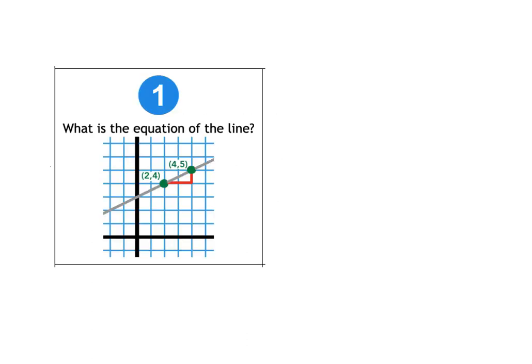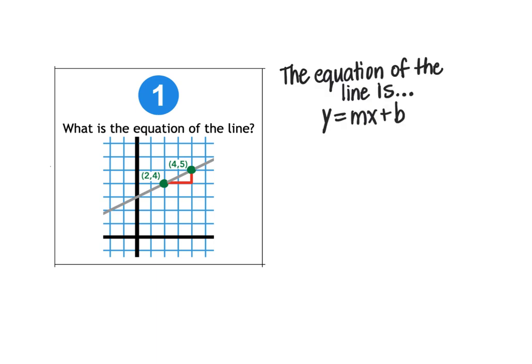Question number 1 asks us to find the equation of the line. We can see that there are 2 points already drawn on the graph, and a right triangle has already been created for us as well. So we can label a rise of 1 and a run of 2. This means our slope is 1/2 or 1 over 2.